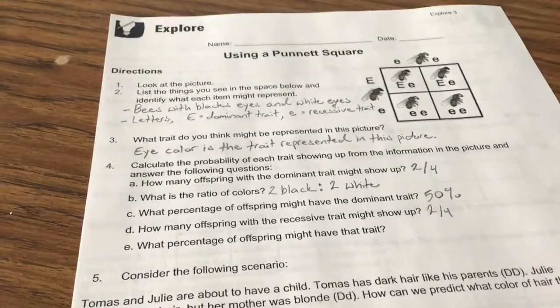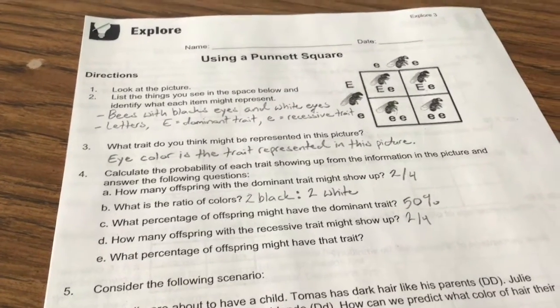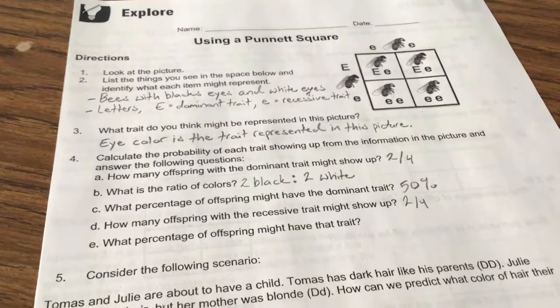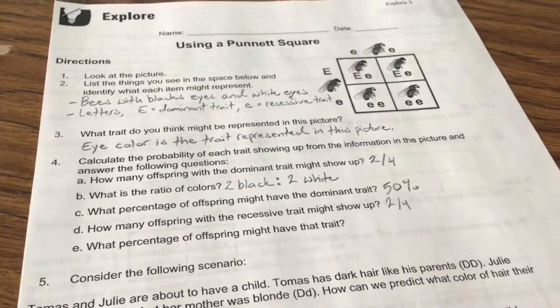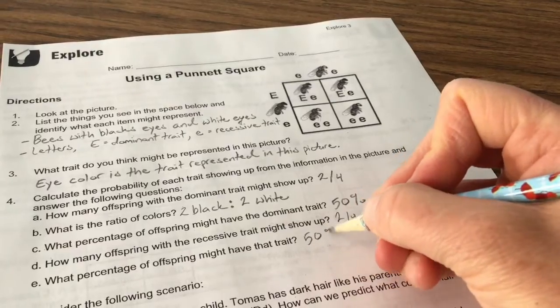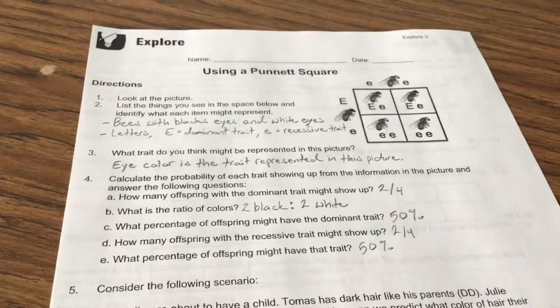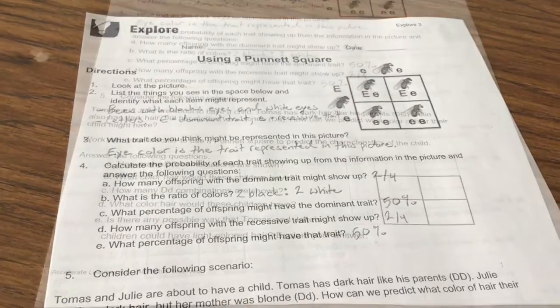And then the last question is, what percentage of offspring might have that trait, referring to the recessive trait? Again, it's 2 out of 4, or half of the offspring, which is 50%. That's a little warm-up to get you started with Punnett squares.